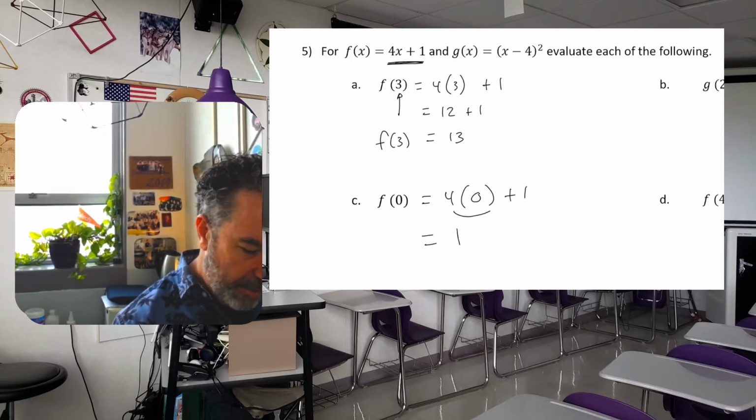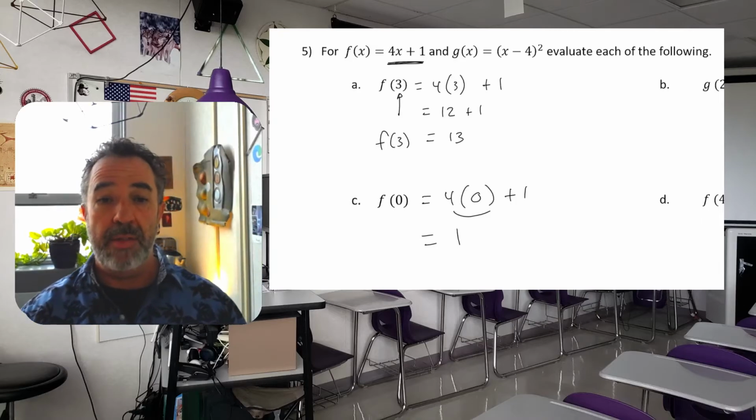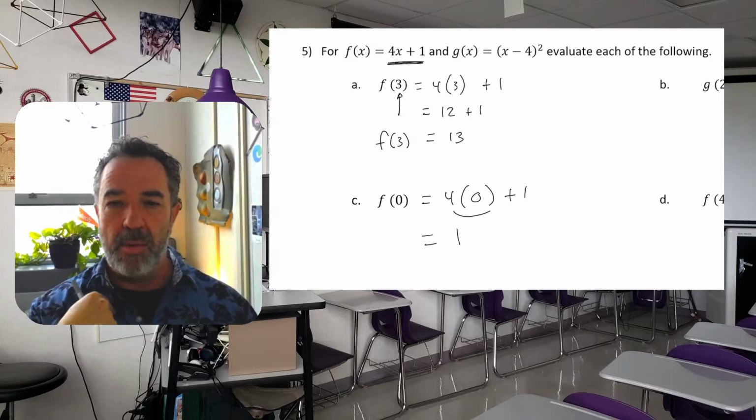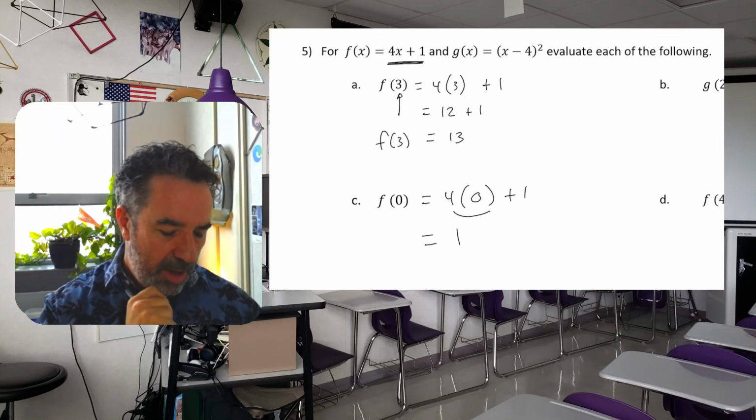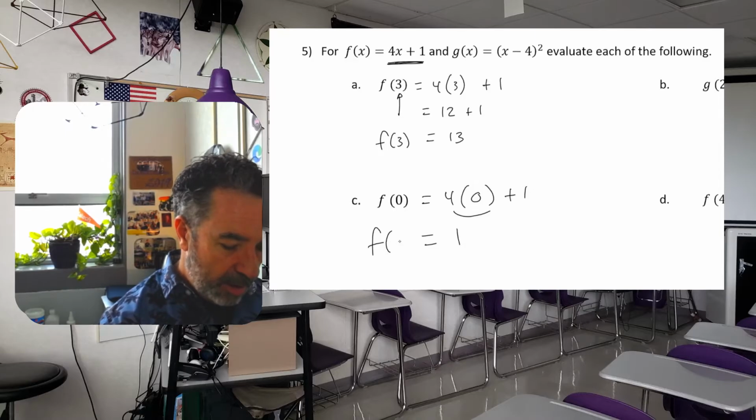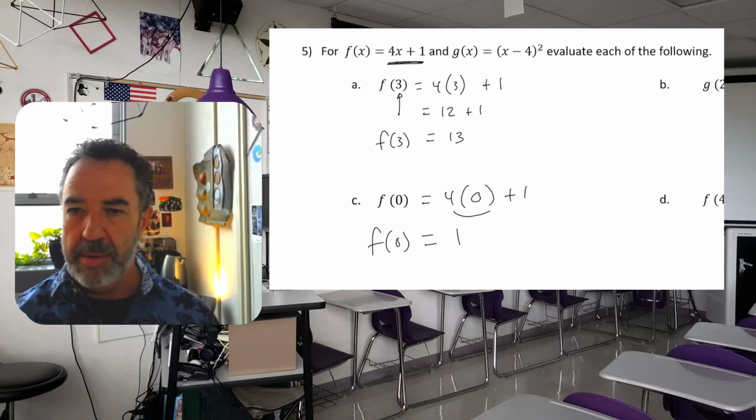So when I give the function 0, it gives me back 1. Here's 0, it gives me 1. So f of 0 is 1. When you give it 0, you get 1. That's how I read that sentence.